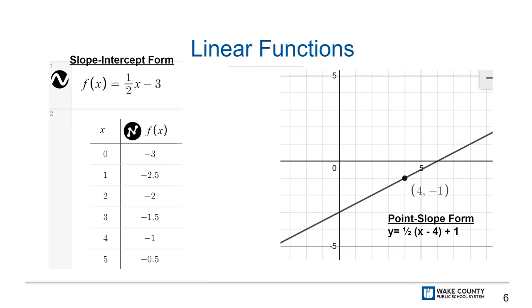Here's an example of a linear function written in slope-intercept form, along with a table and its graph. At the bottom, you can also see what point-slope form of this linear function would look like. We will learn about both forms in this unit, focusing primarily on slope-intercept form, but lessons 7 and 8 will introduce you to point-slope form as well.